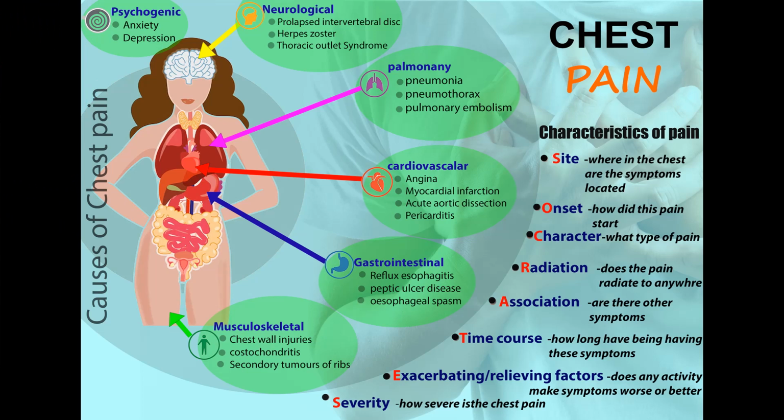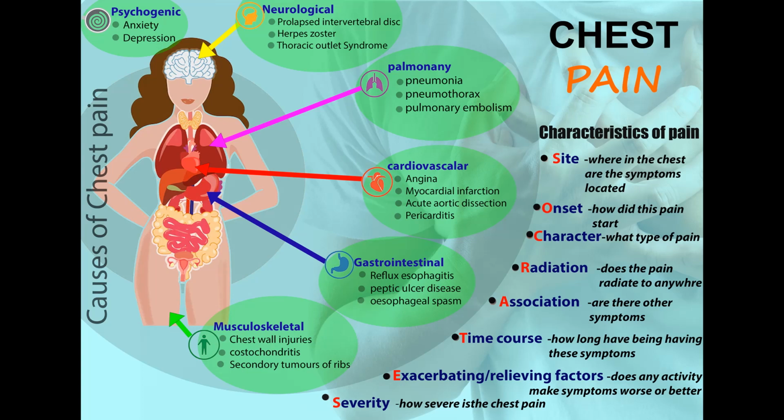Before moving into the causes of chest pain, to analyze any pain and its cause better, applying the mnemonic SOCRATES will be efficient. S, site: where in the chest are the symptoms located, like center, right or left-sided, epigastric, interscapular? O, onset: how did this pain start? Acute, subacute, chronic? C, character: what type of pain? Like tightening, pricking, heaviness, squeezing, burning, tearing, or ripping? R, radiation: does this pain radiate anywhere, like to the neck, left upper limb, right upper limb, epigastrium, jaw, back?